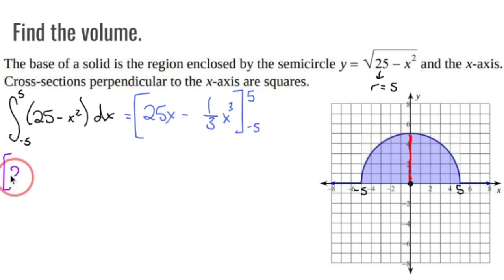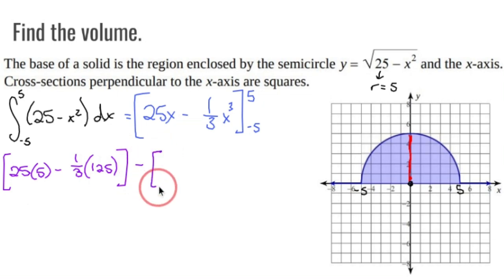So I have 25 times 5 minus 1/3 times 5 cubed, which is going to be 125. Close that. Minus 25 times -5 minus 1/3. It's supposed to be 25 times -5. Let me clean that up. I think I said it, I just didn't write it: 25 times -5 minus 1/3 of -5 cubed, which is -125.